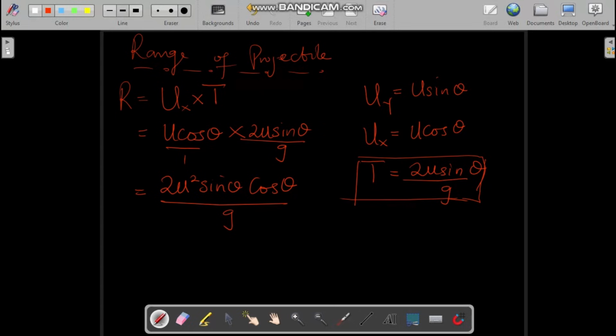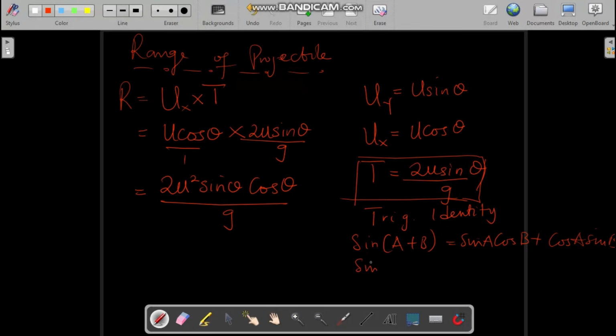Now, I want to remind you of something from your trigonometry identity. From our trigonometry identity, don't forget the concept of identity. We have that sine (a plus b) equals sine a cos b plus cos a sine b. Actually, this is what I need to solve in this problem. So if I want to have sine (theta plus theta), I would replace every a and b with theta and theta. So I have sine theta cos theta plus cos theta sine theta.